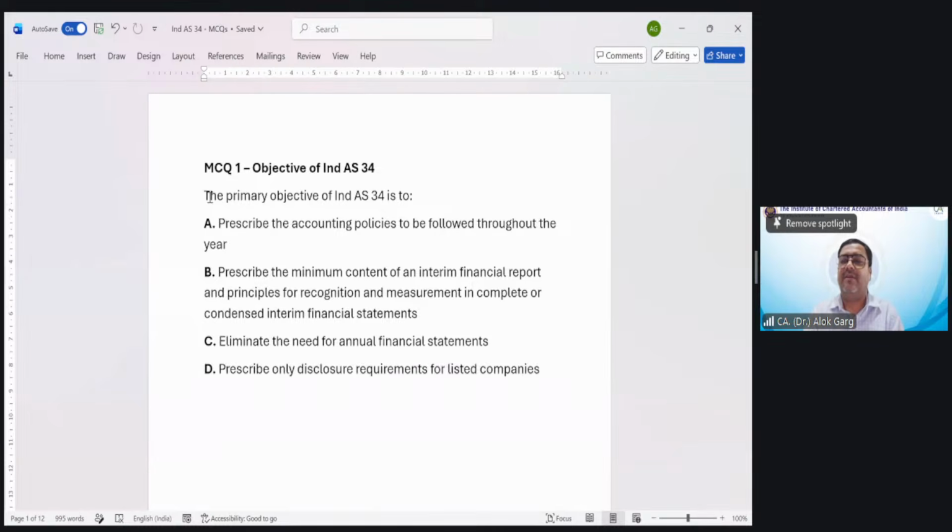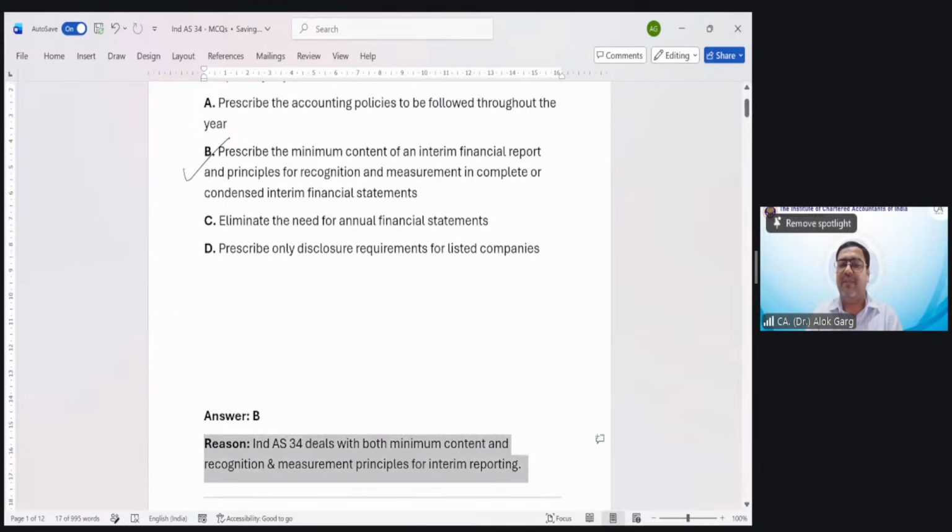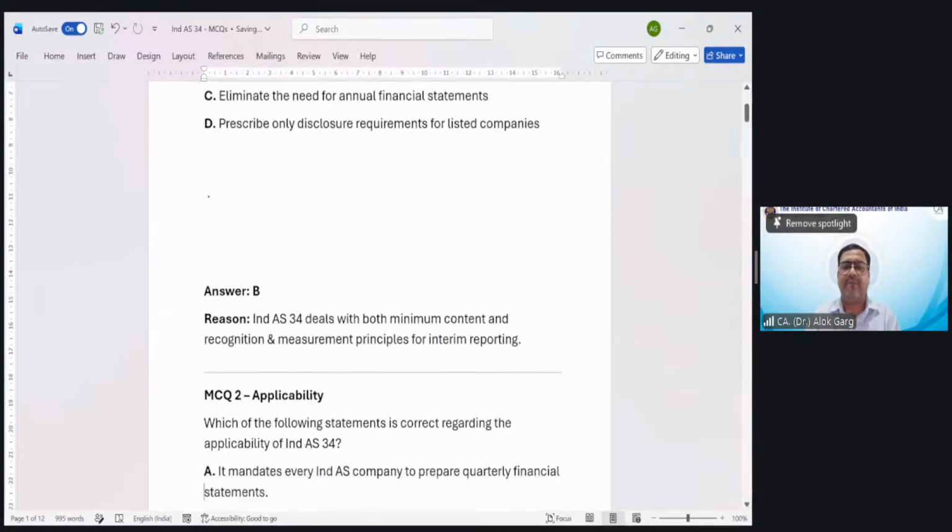What is the right answer? The right answer is B. Yes, B is the right answer. You are absolutely right, my dear friends. Ind AS 34 deals with both minimum content and recognition and measurement principles for interim financial reporting.